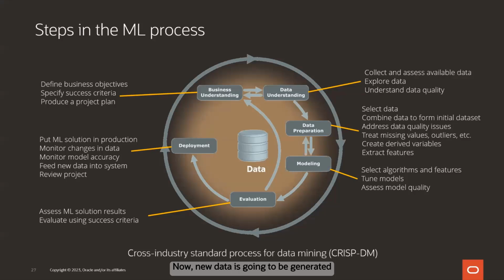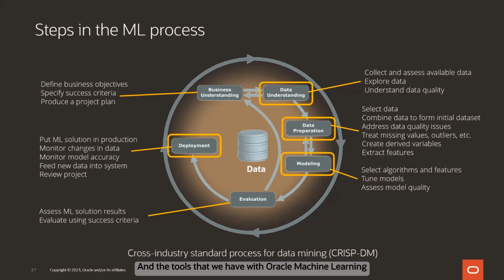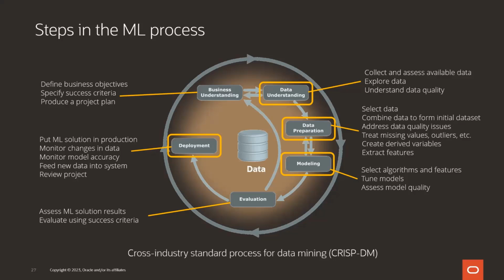Now, new data is going to be generated from this deployment process, and it sort of forms a flywheel effect. As we have more data being generated, we're going to feed that into building new models and then deploying those models as well. So that should give you an idea of the basic process that's involved. And the tools that we have with Oracle Machine Learning and Oracle Database and Autonomous Database actually allow us to address each of these areas specifically highlighted here.